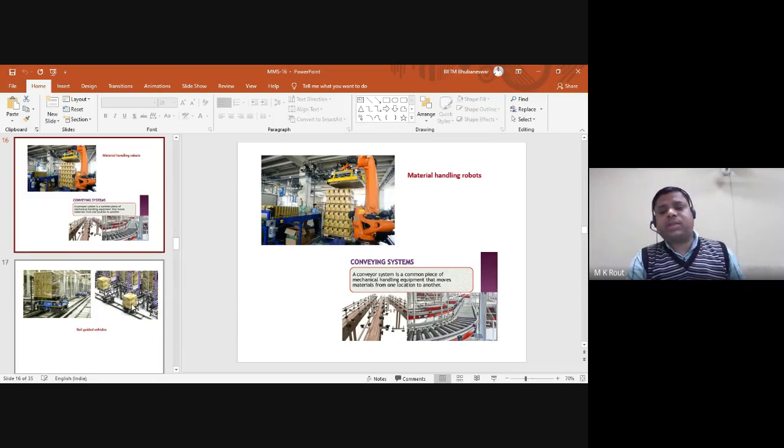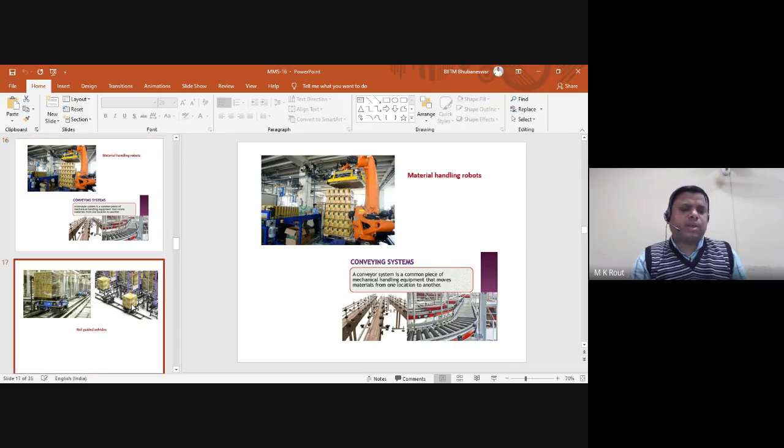A conveying system is a common piece of mechanical handling equipment that moves material from one location to other locations. There are basically two types of conveyor. One is the belt type conveyor, and one is the roller type conveyor, used in material handling systems.